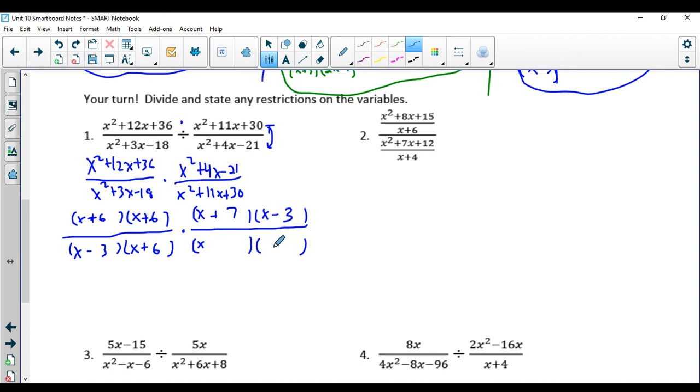And my last one multiplies to 30 and adds to 11. It will be 5 and 6. They are both the same sign because they're adding to positive, and the larger one has to be positive because it's adding, so they're both positive. All right, we're factored, so now we can finally cancel.